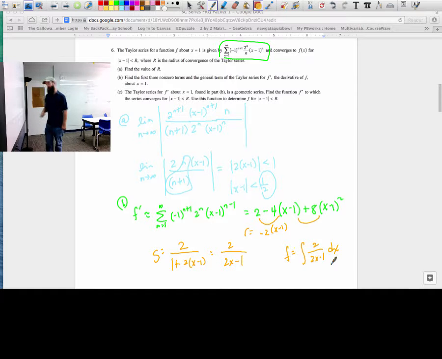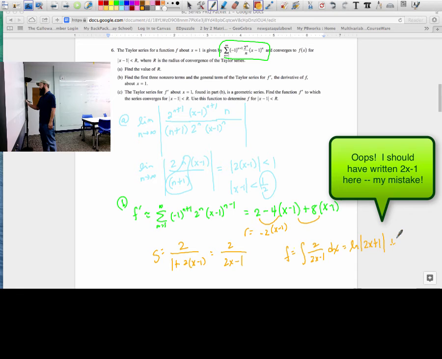Now, I can do u-substitution and write that out, or I can simply think in my head. This looks like natural log. The derivative of what's on the bottom is 2. It would cancel out with the 2 that's on top. So the antiderivative of this thing is the natural log of the absolute value of 2x plus 1, plus c.